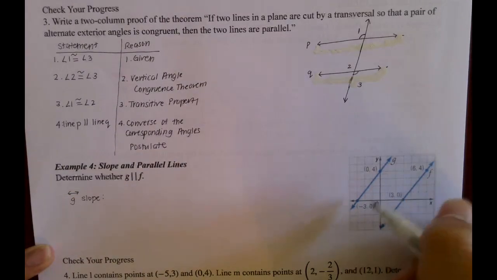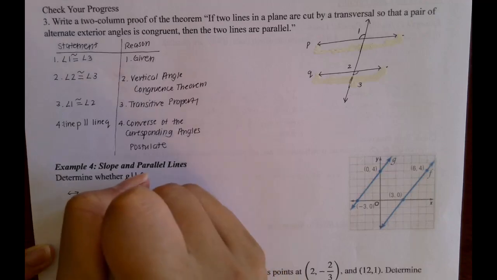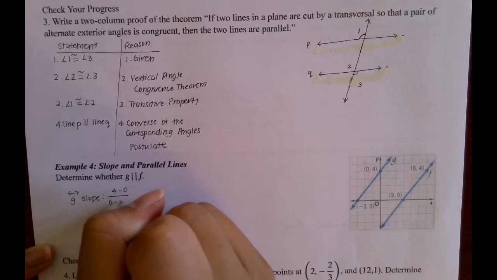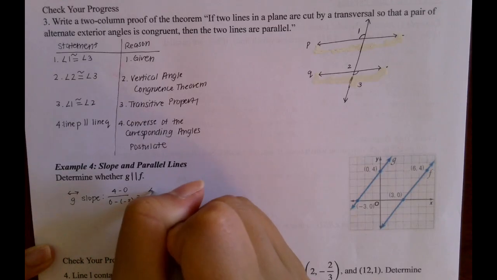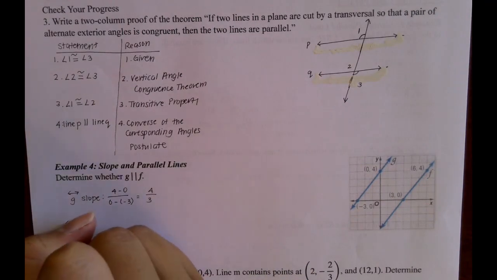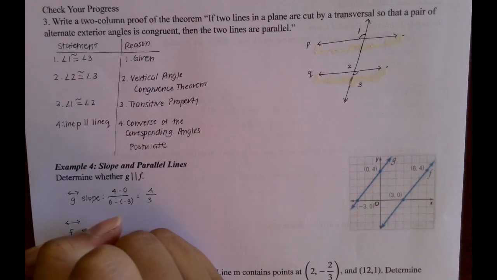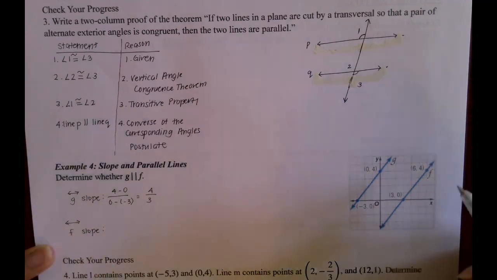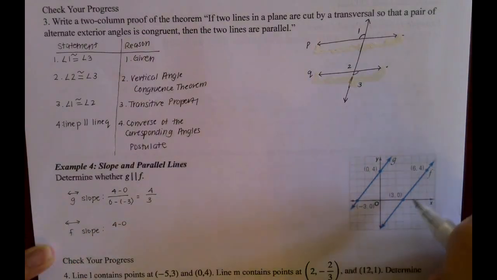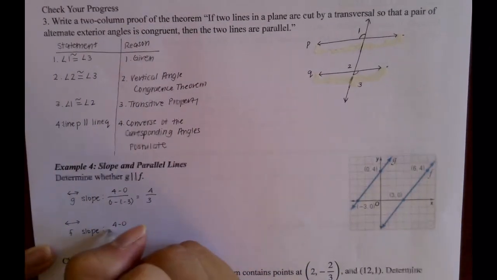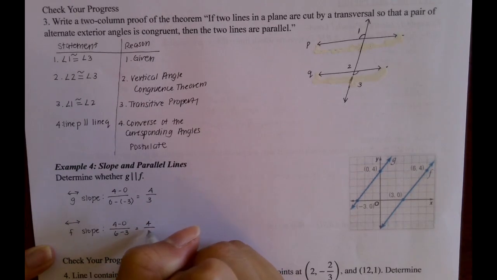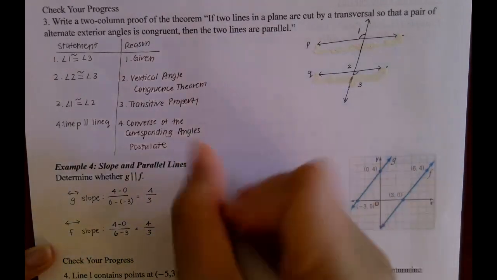Okay, y2 minus y1, so I'm going to do 4 minus 0 over 0 minus negative 3. 4 minus 0 is 4, 0 minus negative 3 is plus 3, so 4/3. Then my F slope, y2 minus y1, so I'm going to do 4 minus 0 here, and then 6 minus 3. 4 minus 0 is 4, 6 minus 3 is 3.